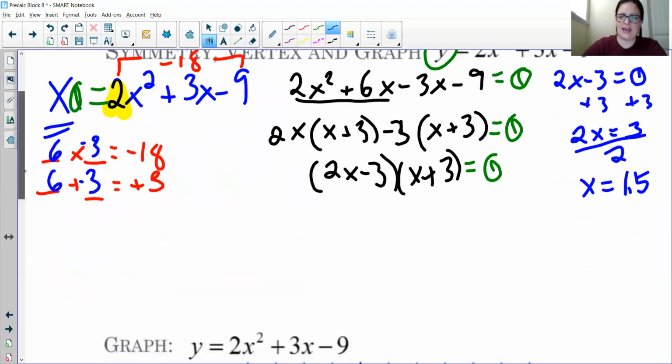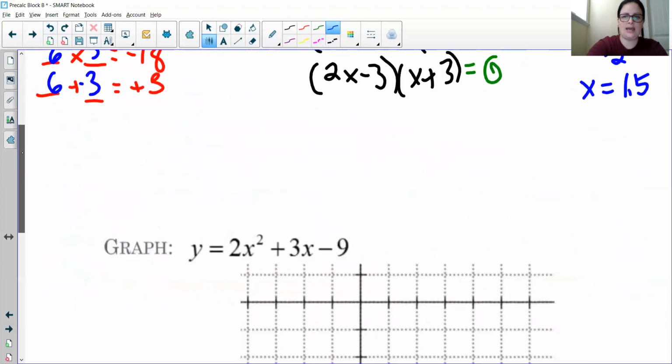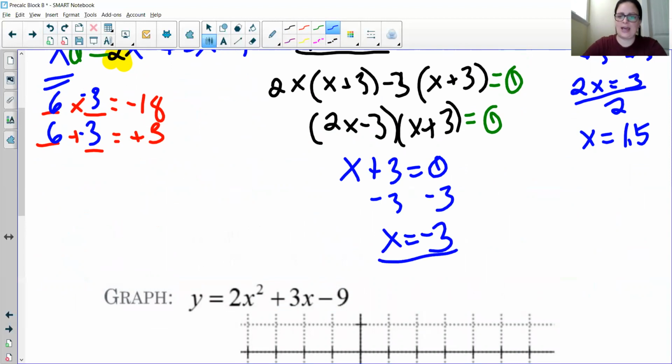And then x plus 3 could also equal 0. We subtract 3 from both sides, and we have x equals negative 3. Okay, so these are our two x-intercepts.